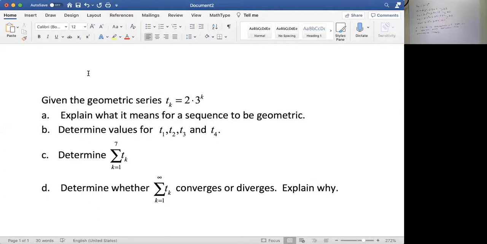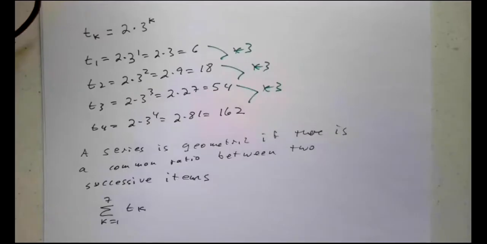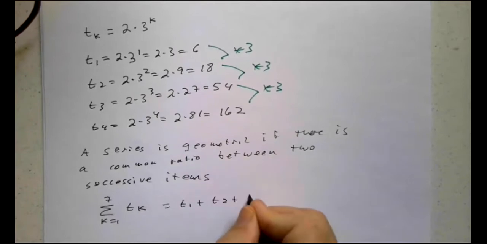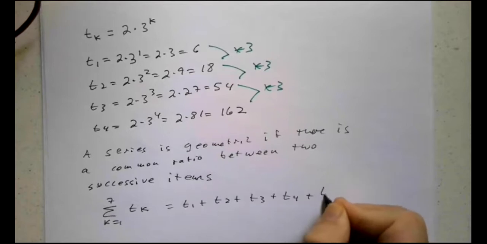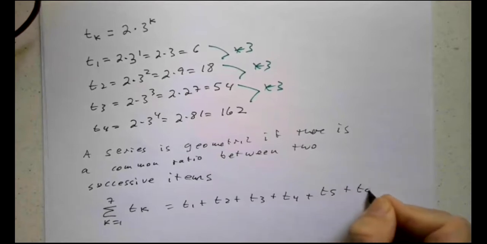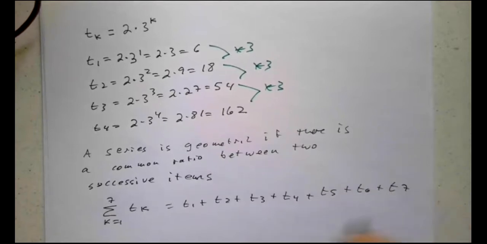Now, what's the next thing it asks us for? It asks us for the sum as k goes from 1 to 7 of T sub k. Which means what? Which means T sub 1 plus T sub 2 plus T sub 3 plus T sub 4 plus T sub 5 plus T sub 6 plus T sub 7.